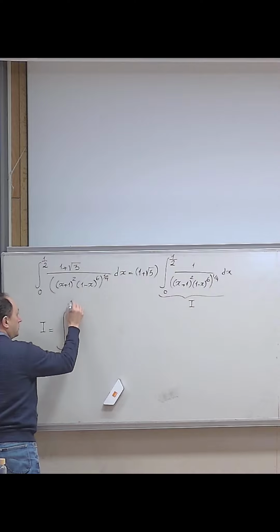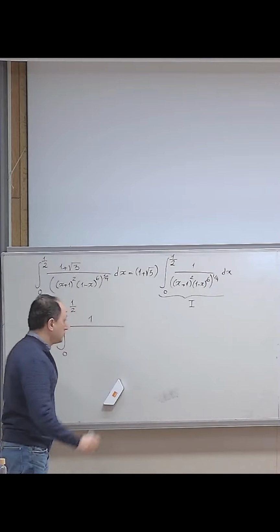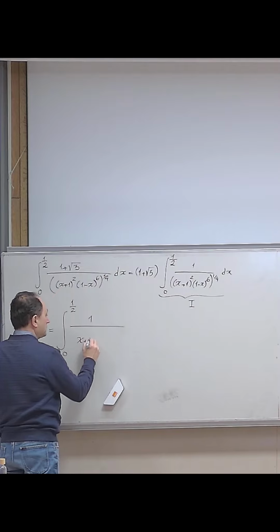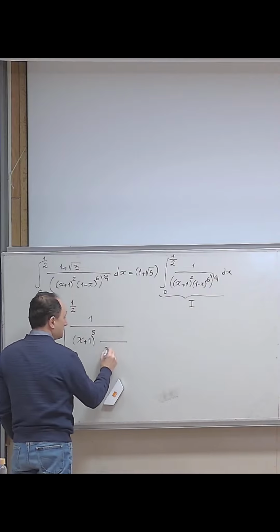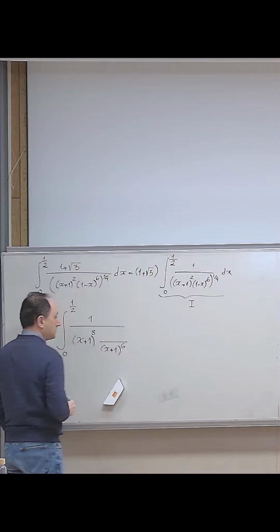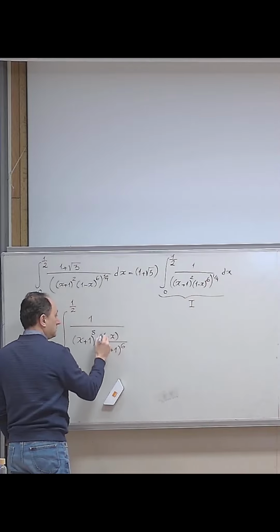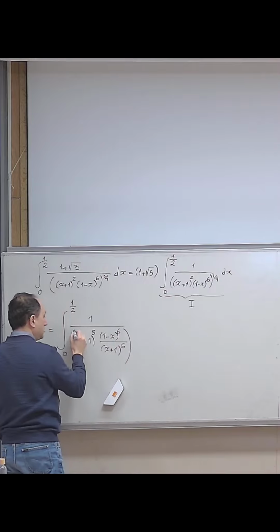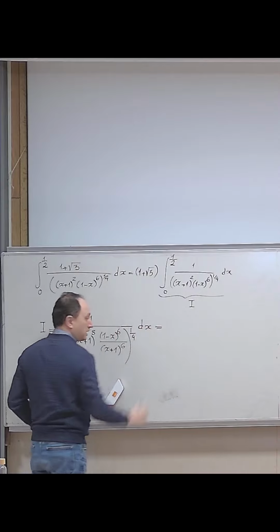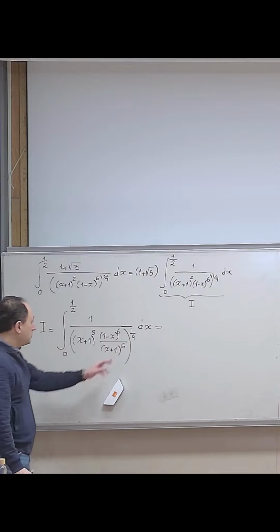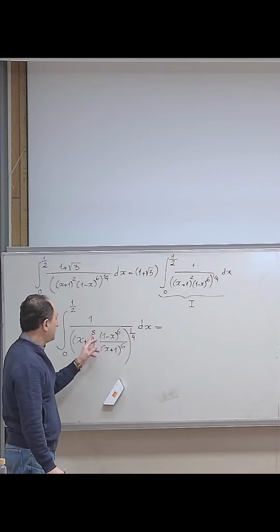From 0 to 1/2, 1 over, instead of writing (x plus 1) to the power 2, I will write it as (x plus 1) to the power 8. To compensate for that, I divide by (x plus 1) to the power 6. And then I have (1 minus x) to the power 6 there as well, and of course, I have it totally to the power 1/4, and then dx. Okay, what is the benefit of doing this? First of all, let me also apply this power within here and there.